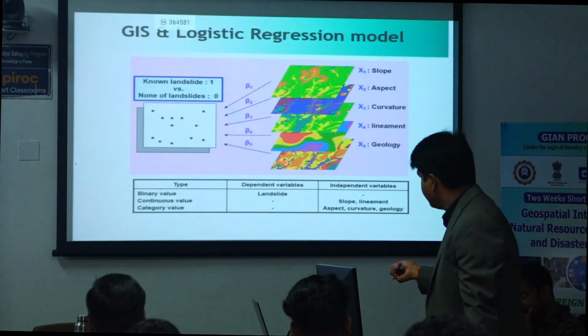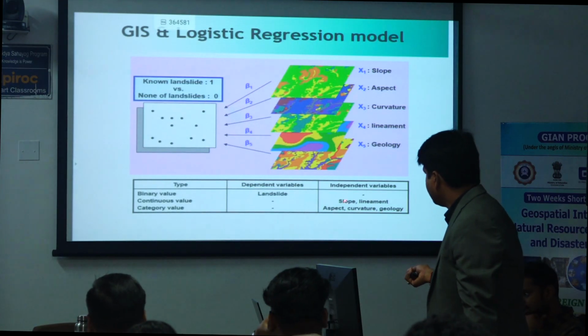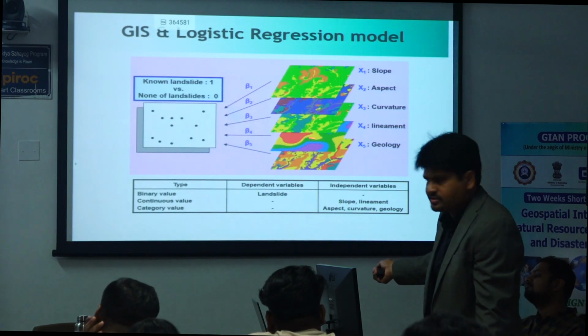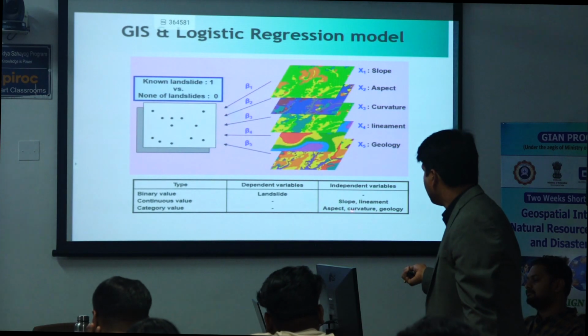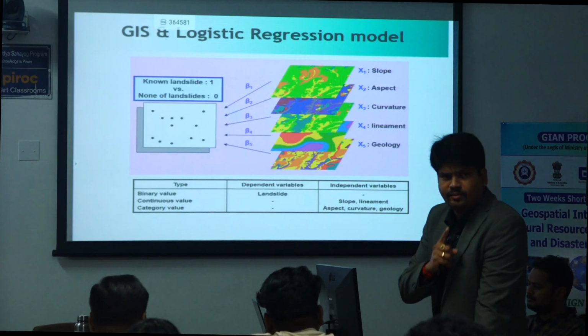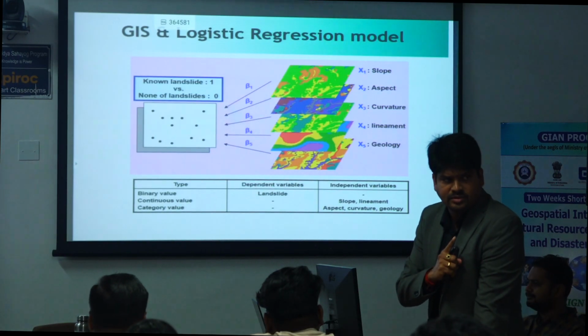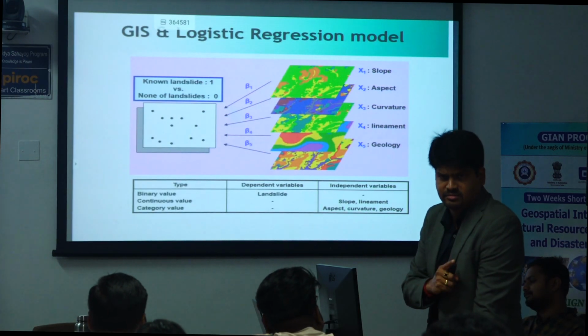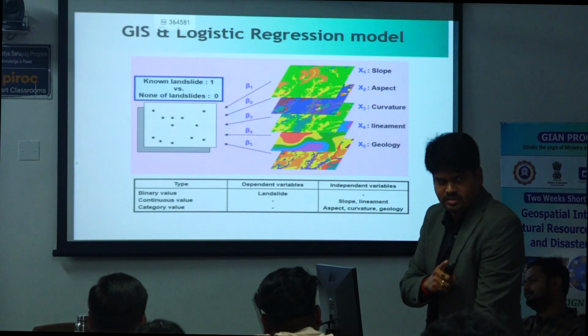Now, as I mentioned here, you have the binary value, 0 and 1, that is the landslide here. Continuous values are slope, lineaments, distance from, all the distances, everything. Categorical values are aspect, coverage, duration. Are you getting me what a categorical value is? Categorical is also called a discrete value in statistics. Are you all getting me? Yes. Okay.